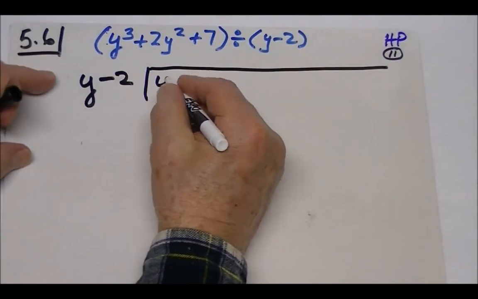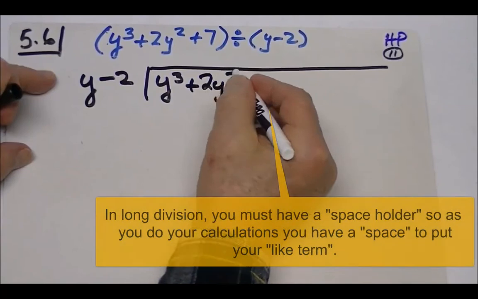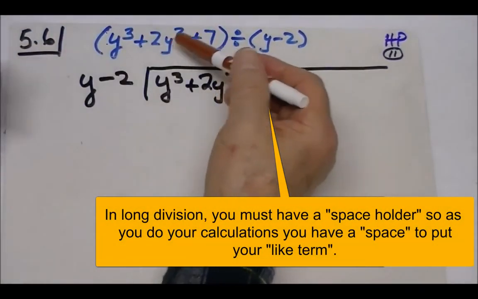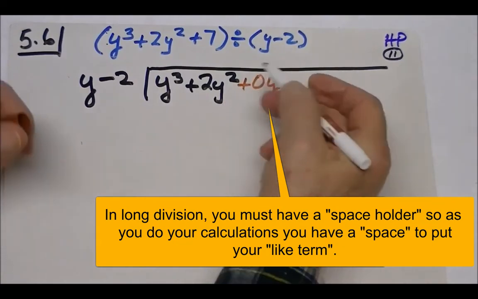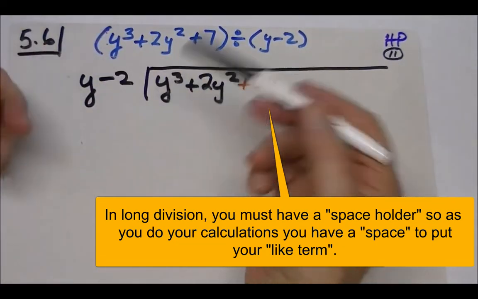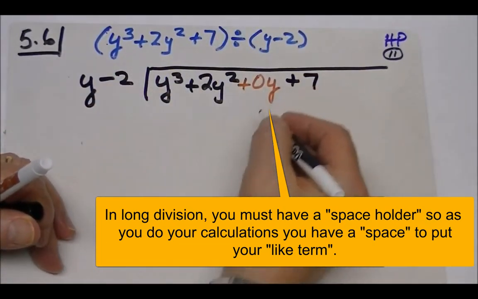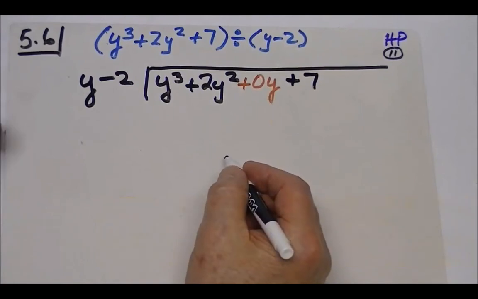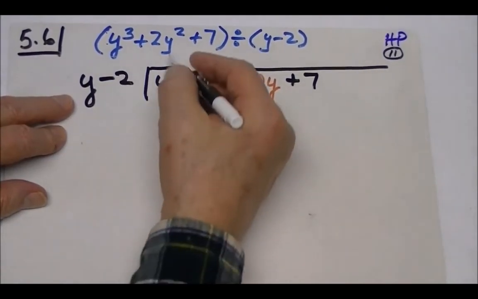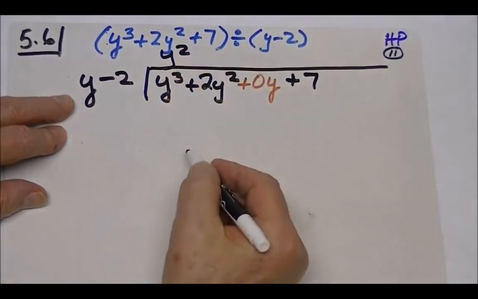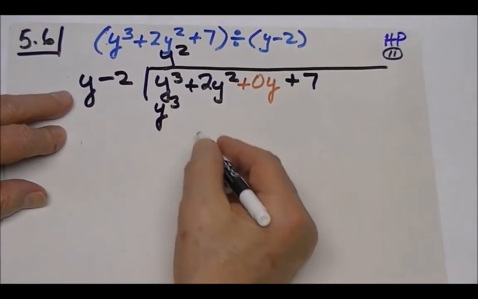And here we're going to get y to the third plus 2y to the second. Now there is no y to the first, so we're going to put in a space holder. It has no value. It's 0, but it just occupies that space. And then plus 7. So now we're set up to do it. So in a sense, we're just going to take this term, divide it by this, and we get y to the second up there. Now, y times y to the second is y to the third.